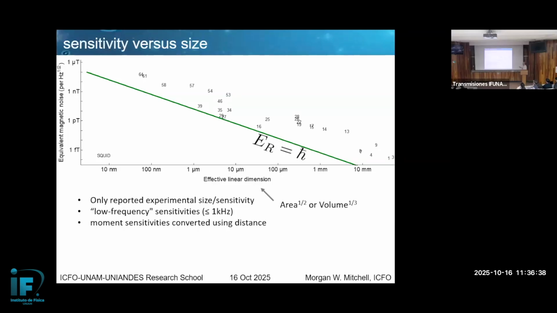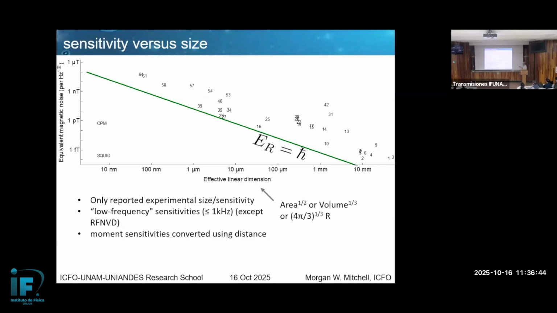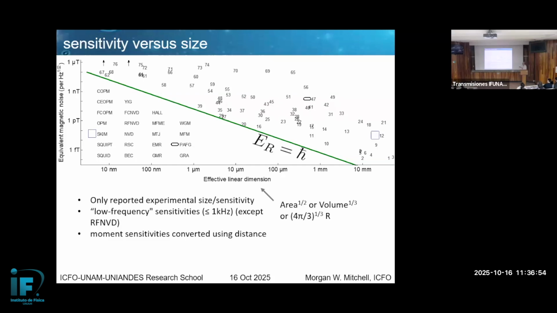If we add to that the atomic vapor sensors, then we add a few more points here. If we add to that the nitrogen vacancy centers, then we add a few more points. And if we add Bose-Einstein condensates, then we add a few more points. If we add all the other technologies that we had the patience to look at, we get a bunch more points. Okay, so this energy resolution limit, which was only proven for SQUIDs, seems to be applying to everything else. And so there was speculation that this was, in fact, a true quantum limit and that the magnetic field could not be measured better than that.